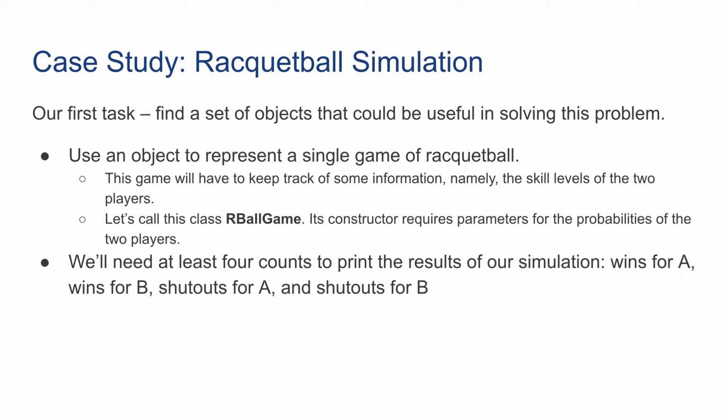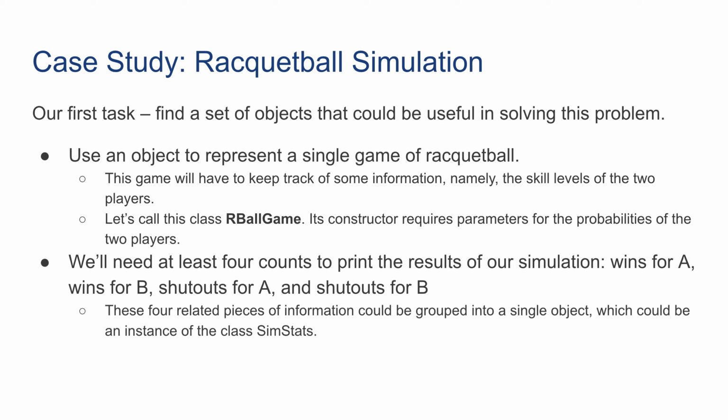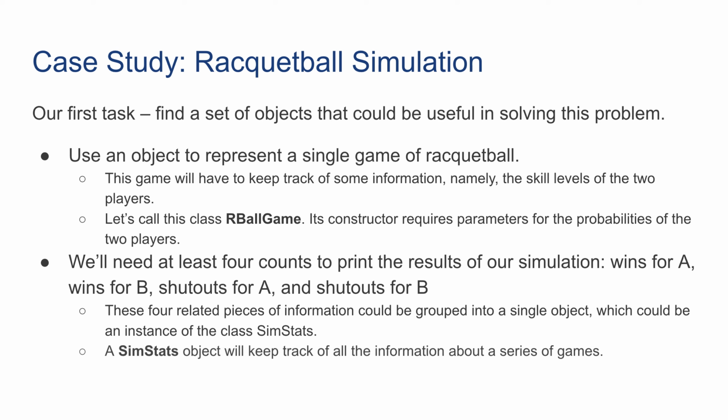We'll need at least 4 counts to print the result of our simulation: wins for A, wins for B, shutouts for A, and shutouts for B. Thus, 4 related pieces of information could be grouped into a single object, which could be an instance of the class SimStats. A SimStats object will keep track of all the information about a series of games.